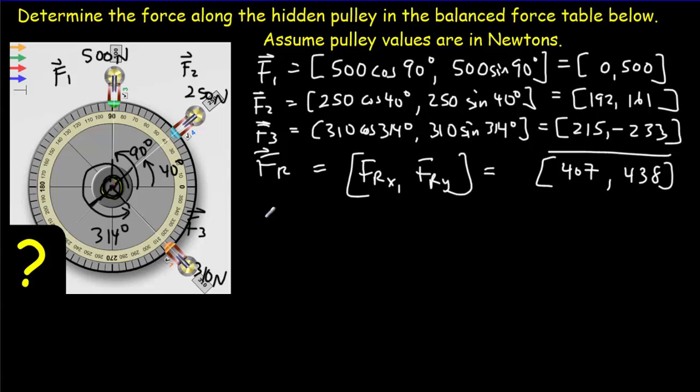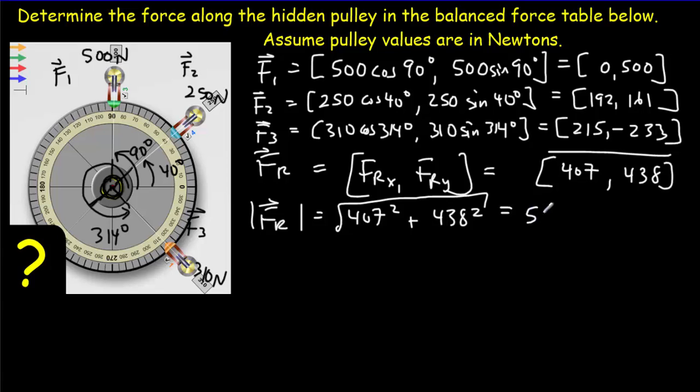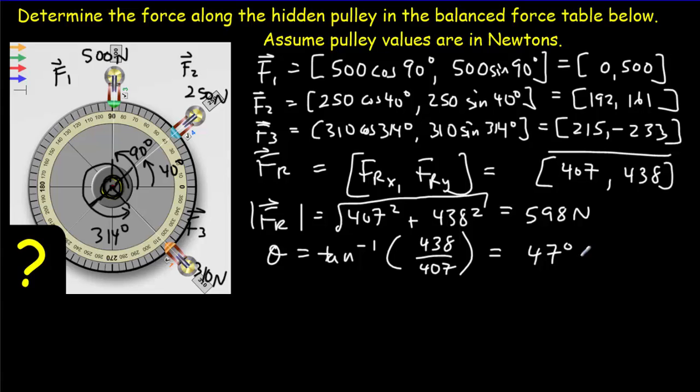So what I can now do is figure out what my resultant is in magnitude. I want to convert back to polar form. And it's going to be 407 squared, it's just Pythagorean theorem, plus 438 squared, all square rooted. Take that square root and you should get 598 newtons. Then you can figure out the angle. It's going to be the inverse tan of 438, the y component, divided by the x component, 407. The x component is positive, and that means that we don't need to add 180 degrees to our answer, and the correct answer there would be 47 degrees.